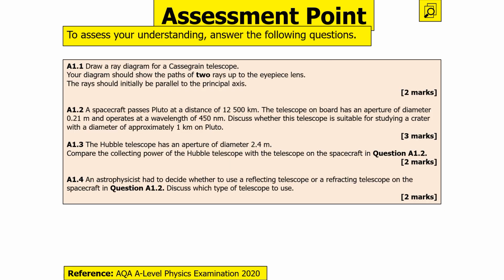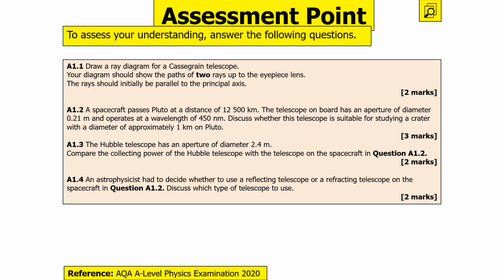The next question says, draw a ray diagram for a Cassegrain telescope. Your diagram should show the paths of 2 rays up to the eyepiece lens. A spacecraft passes Pluto at a distance of 12,500 kilometers. The telescope on board has an aperture of diameter 0.21 meters and operates at a wavelength of 450 nanometers. Discuss whether this telescope is suitable for studying a crater with diameter of approximately 1 kilometer on Pluto.